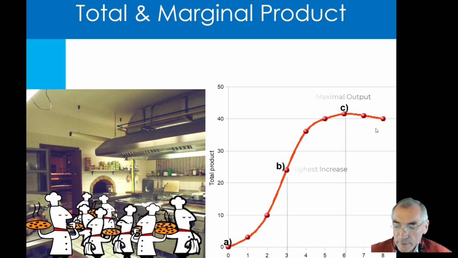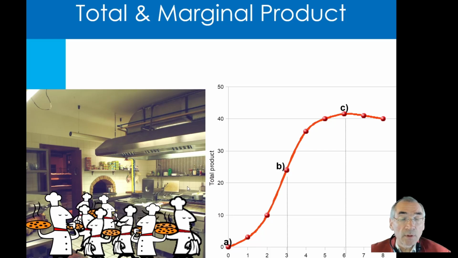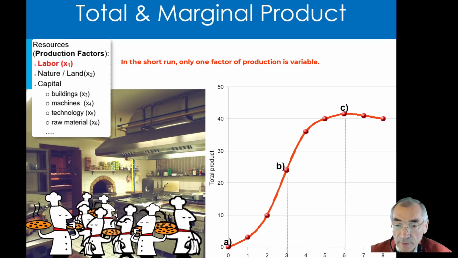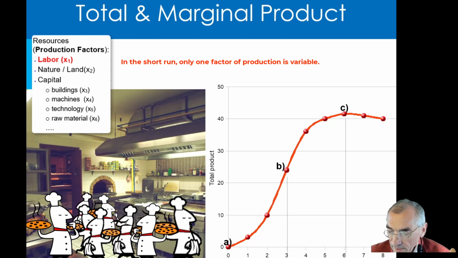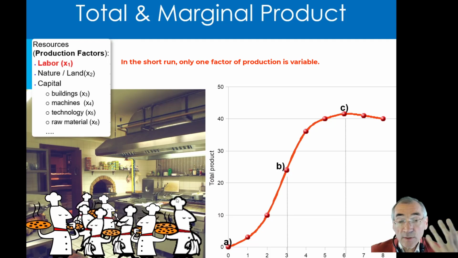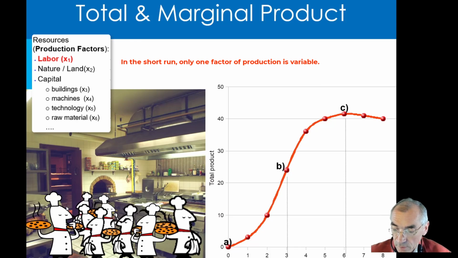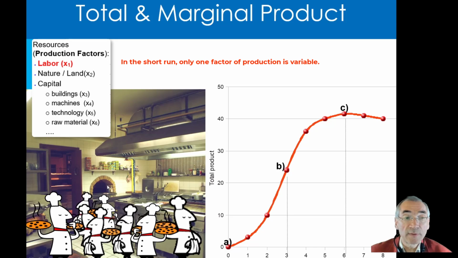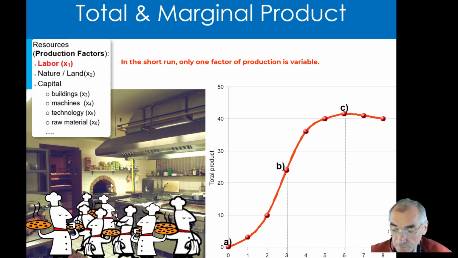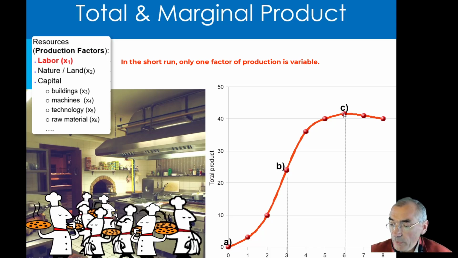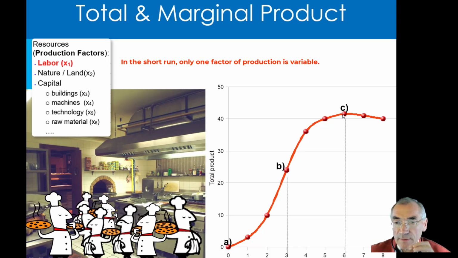And what is the reason? The reason is that all the people here are in each other's way because of the restriction that we said in the short run: only one factor of production is variable, and that's the factor labor. The other factors, land, the space that they have here, is not variable. And especially capital, the stove, the machines that they need, and most importantly for pizza, the oven, is limited. It doesn't change in the short run.